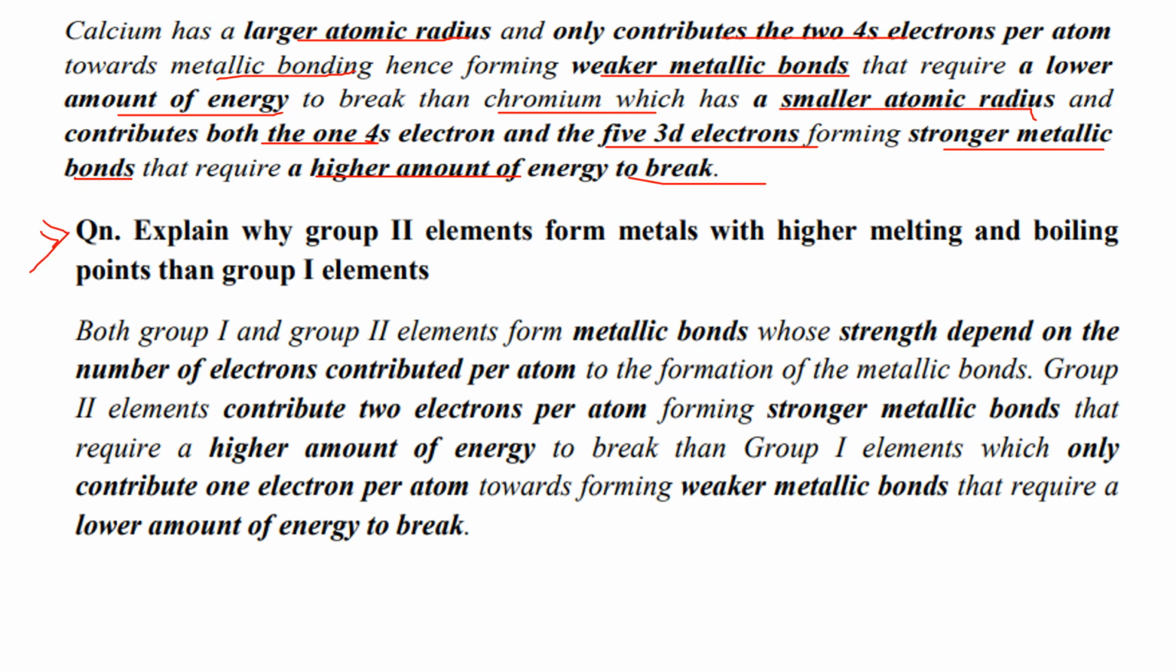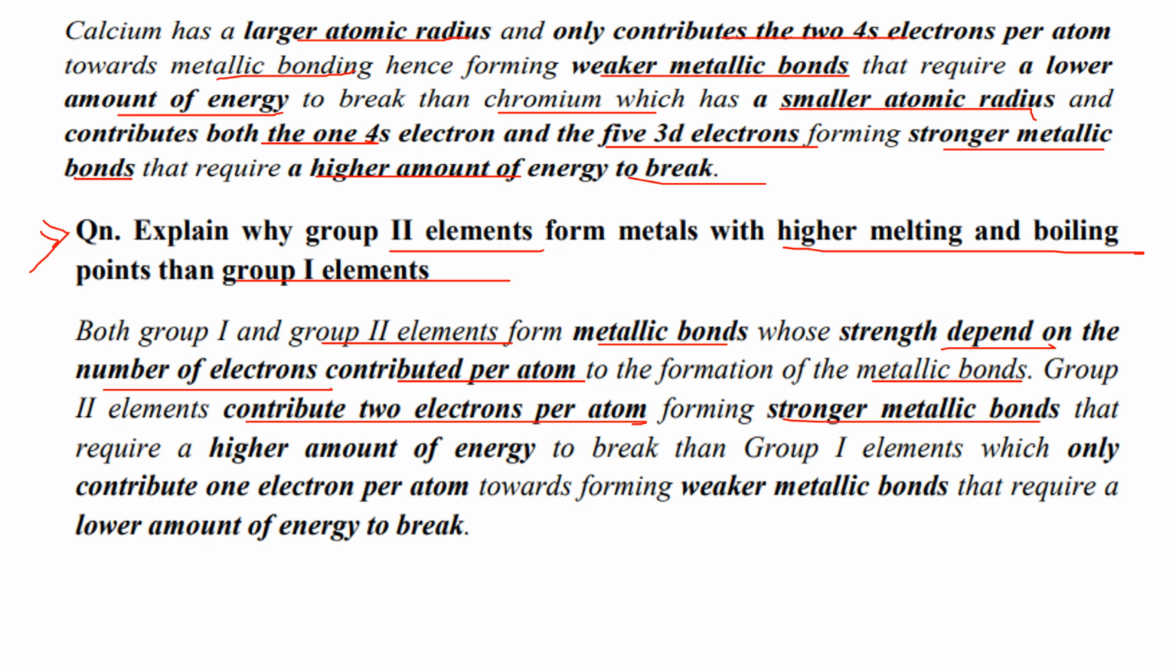So looking at the last example under that, we explain why group 2 elements form metals with higher melting and boiling points than the group 1 elements. So we're going to say that group 1 and group 2 elements both form metallic bonds, but the strength is going to depend on the number of electrons contributed per atom for the formation of metallic bonds. Group 2 elements contribute 2 electrons per atom, and therefore they are going to form stronger metallic bonds than the group 1 elements, which only contribute 1 electron per atom for metallic bonding, and therefore they are going to form weak metallic bonds.